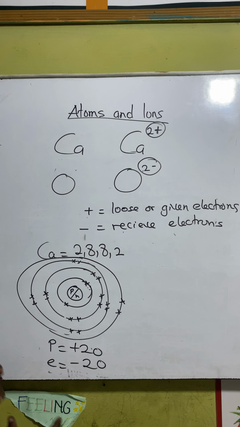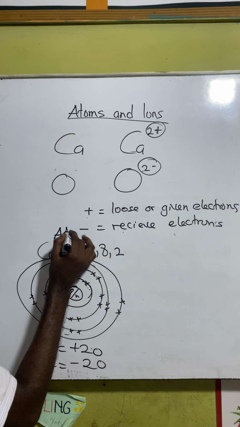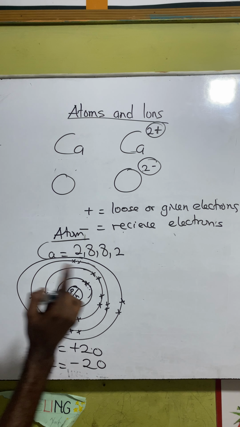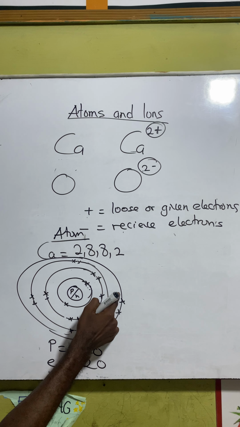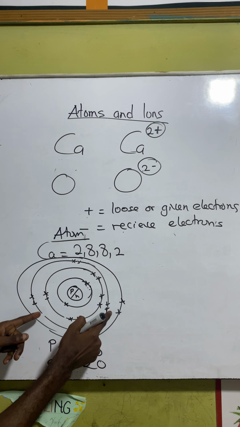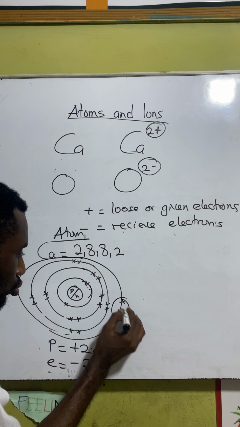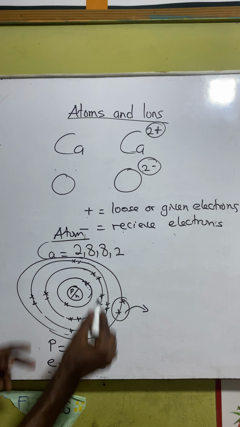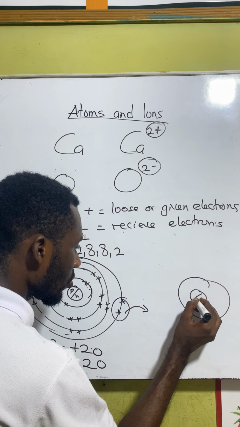Good. Now let's see something over here. This one, as I said, is called an atom because it has not undergone chemical reaction. It's a neutral atom. Now let's see the ion and see what happens over here and why we have that charge. So over here, calcium needs to be stable, and since it needs to be stable, it has to have its last shell being 8. So it will give out these 2 electrons so that it will have its last shell to be 8 to be stable.